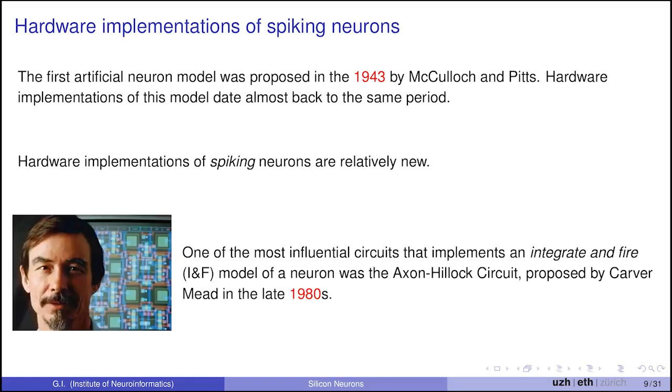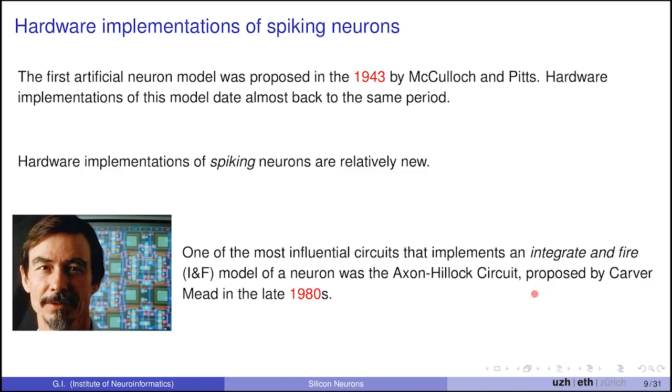One of the first, if not the first person to propose an implementation using CMOS of a spiking neuron was Carver Mead and the group of Carver Mead at Caltech, as I said, in the late 80s. And the circuit that they proposed is called the axon hillock circuit. So the axon hillock is that part of the neuron that's just at the border of the soma and at the beginning of the axon. And that's the place where this action potential generation mechanism is situated, it takes place.